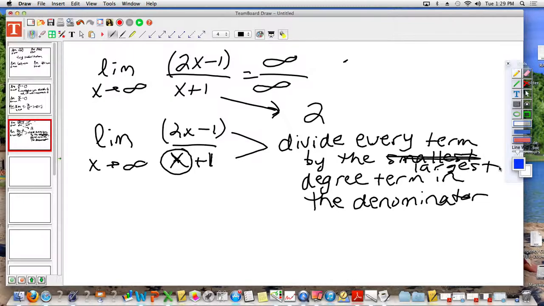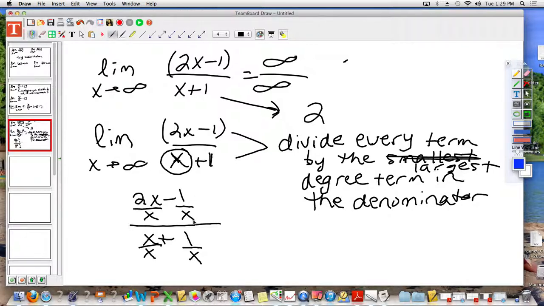I'm just going to look at the function, 2x minus 1. Leave yourself some space. You have x plus 1 in the denominator. You have to divide all of the terms by x. So you're going to divide this by x, and this by x. You're going to go up to the numerator and divide everything by x also. And then you just simplify everything.